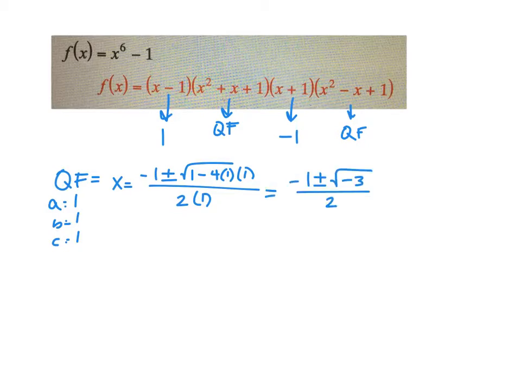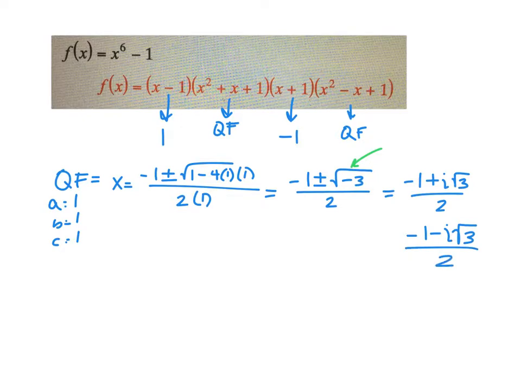And then, I'm just reminding you, because we know that there's a negative on the inside here, that's going to be an imaginary root. So this is going to be negative 1 plus i square root 3 over 2, and also negative 1 minus i square root 3 over 2.